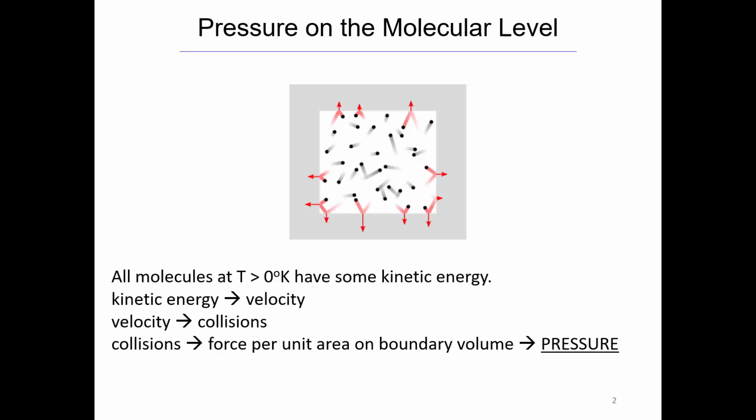So first, we'll start with all molecules above absolute zero have some kinetic energy. Kinetic energy means they have velocity. Velocity means there will be collisions, and specifically collisions on the boundary volume. So those collisions result in a force per unit area on the boundary volume, and that's what pressure is. It's a force per unit area.